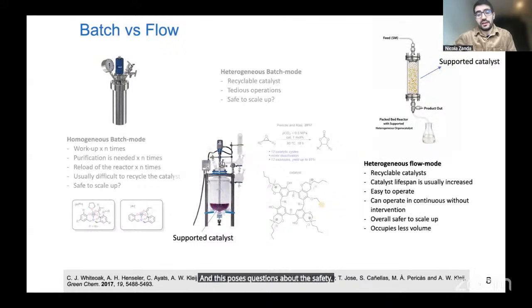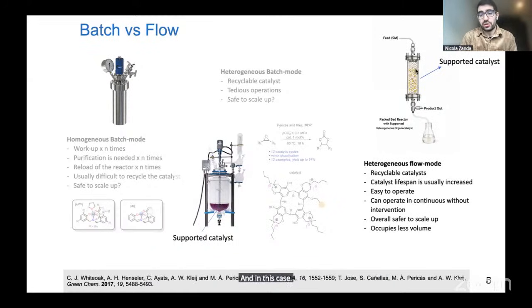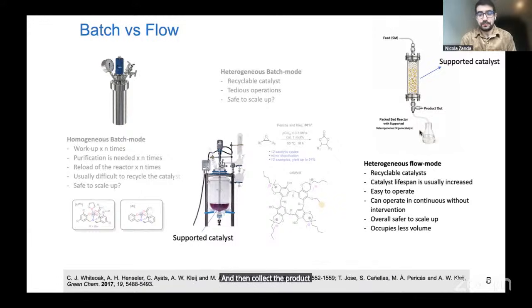Instead, there is the alternative to use a heterogeneous flow mode. In this case, the heterogeneous catalyst will be placed in a column type reactor with filters on the top or the bottom to avoid its movements. And then the operation will be as easy as pressing one button to flow the feed of starting material with gaseous reagent into the catalytic bed, and then collect the product at the end.